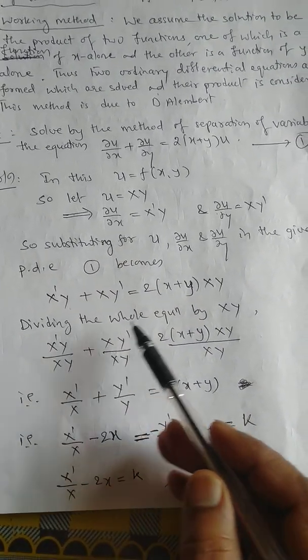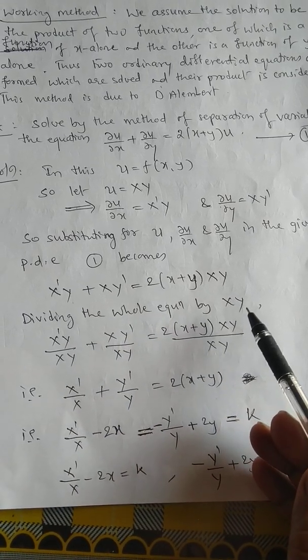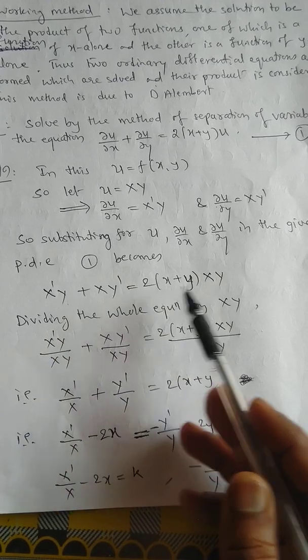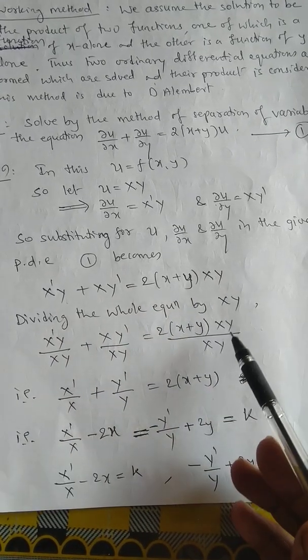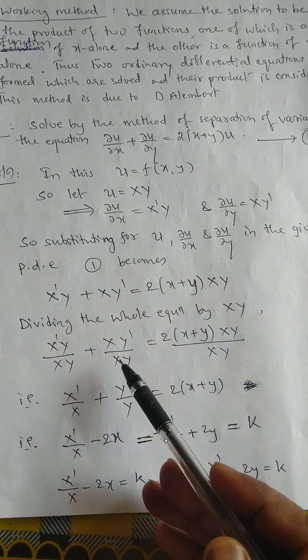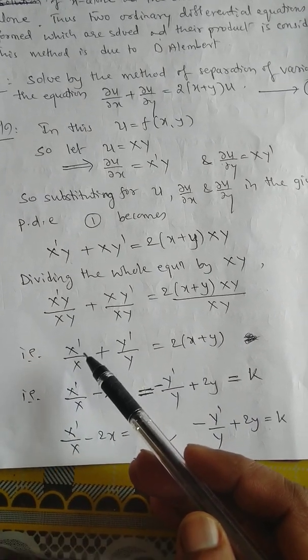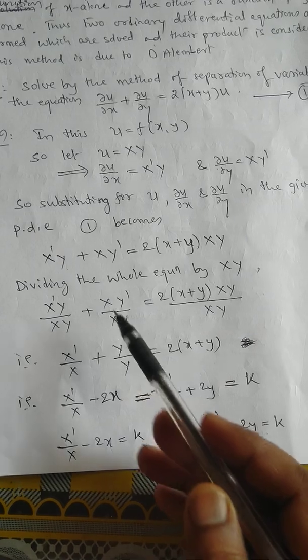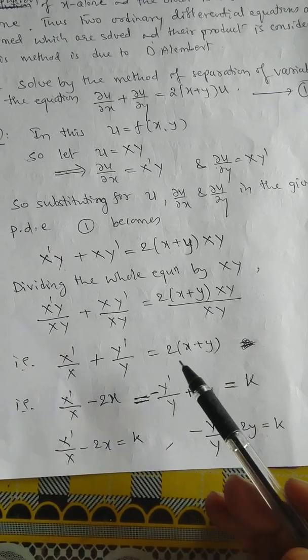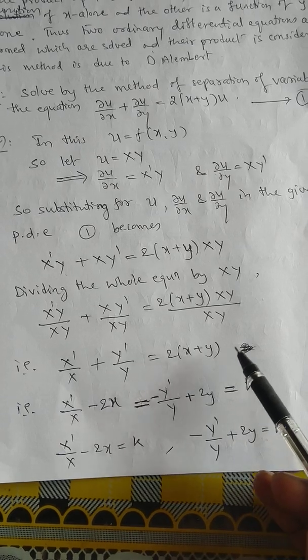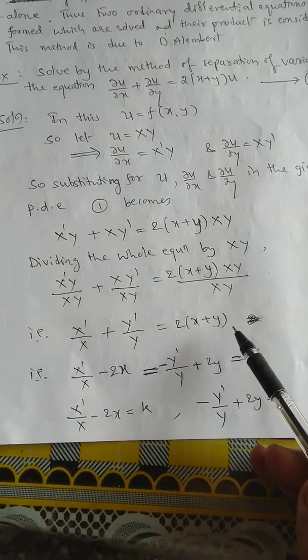We next divide the whole equation by XY. So this divided by XY, this divided by XY, this divided by XY get cancelled. In this X gets cancelled, in this Y gets cancelled. What remains is X'/X + Y'/Y = 2(x + y), and opening the bracket we have 2x + 2y.